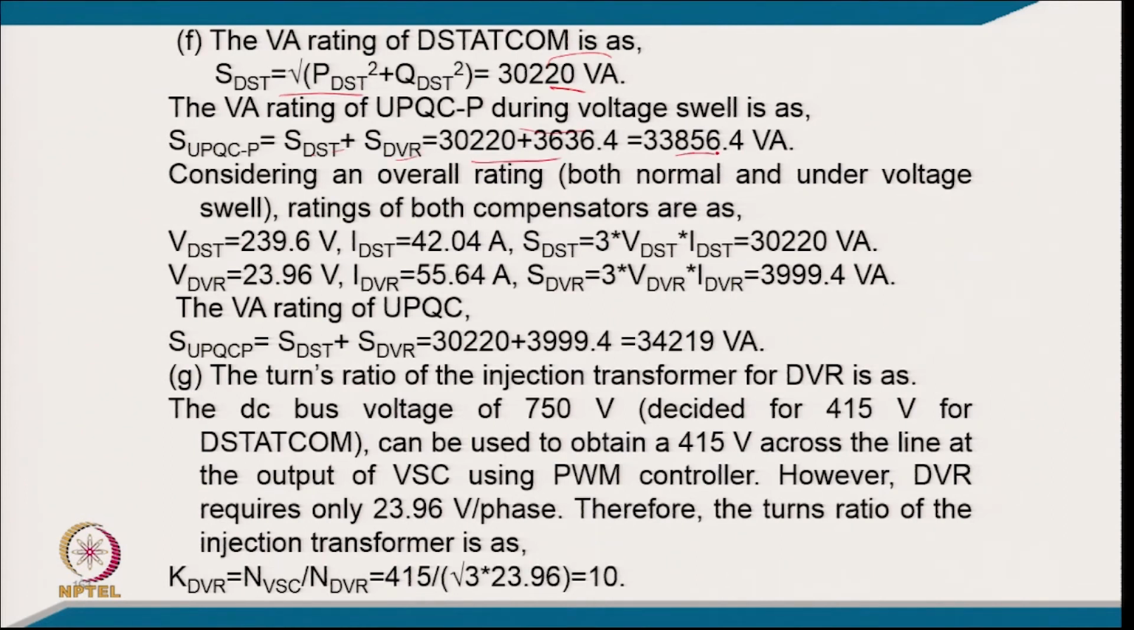So, it is 30.22 kVA, and the VA rating of the UPQC during voltage swell is the sum of both. So, it comes to 33.856 kVA, considering the overall rating of both under normal and swell conditions. So, it comes to a D-STATCOM voltage rating of 239 with a current rating of 42.